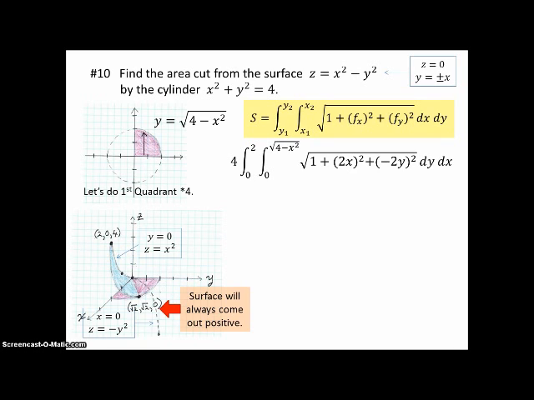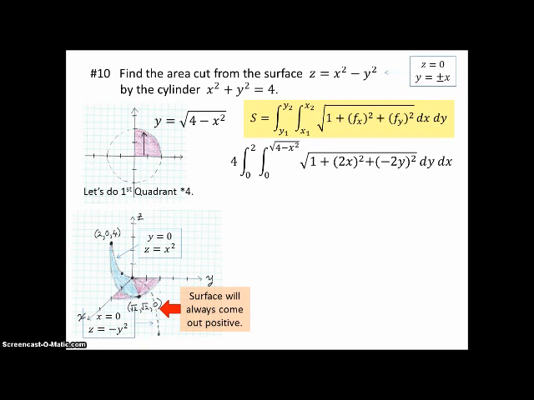And then looking up at our surface, our function, z equals x squared minus y squared, the partial derivative with respect to x is 2x, and the partial derivative with respect to y is negative 2y. So that's what we put in the formula for the integrand.